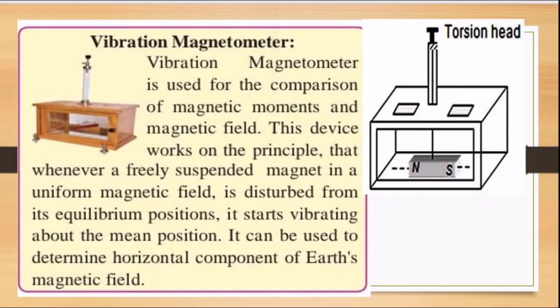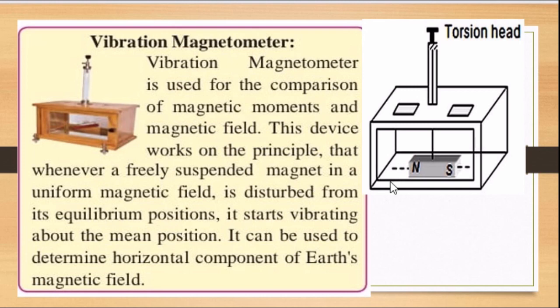Hello students. Now let us learn the vibration magnetometer. Here is the picture of the vibration magnetometer. This vibration magnetometer is used to compare magnetic moments and magnetic fields. It works on the principle that whenever a freely suspended magnet is in a uniform magnetic field, it is disturbed from its equilibrium position.